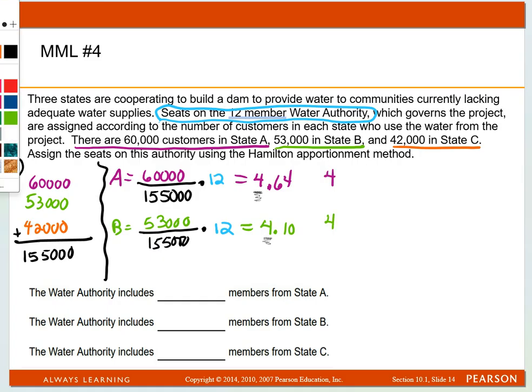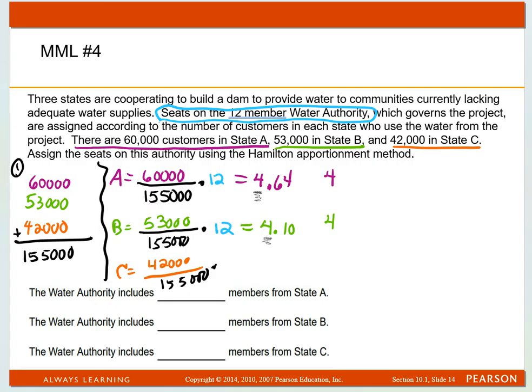And now we come on down to, whoops, wrong one. State C, which has 42,000 people. Divide that by the 155,000. That gives you the percent. Multiply that times 12. And that one comes out to be 3.25. And so the whole number there is 3. So they're going to get 3 seats.